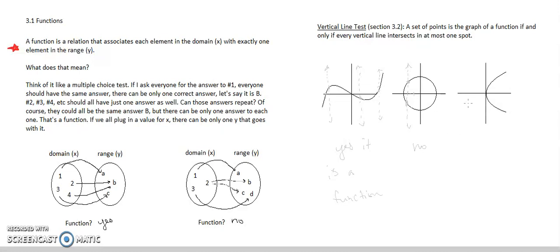How about this one over here? I've got no intersection points over here, that's okay. But when I get over here, we've got 2 intersection points, and that's a problem. So this one is also not a function. So that's the vertical line test, is drawing vertical lines through your graph to see if it is or is not a function.